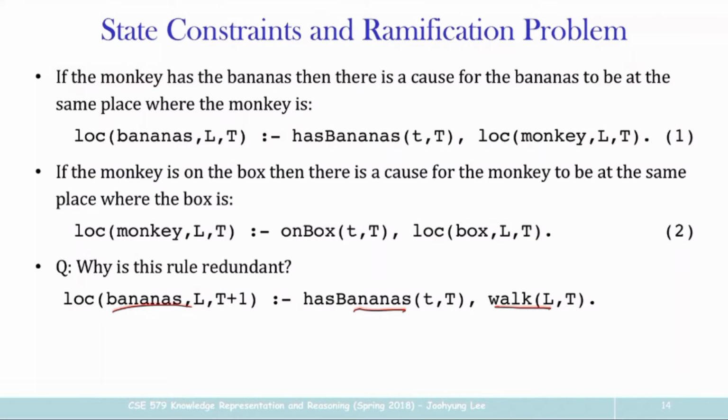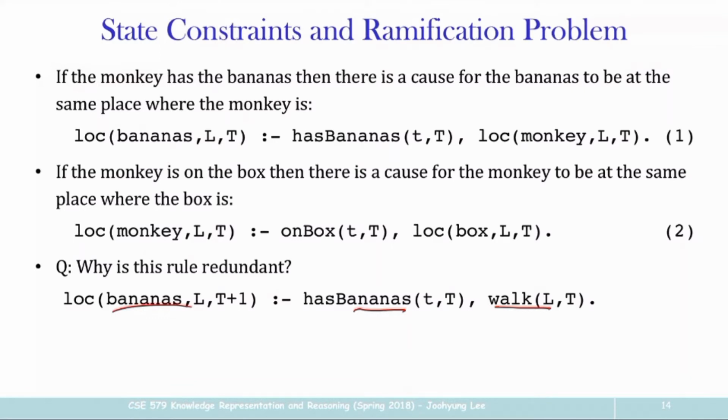Are we together? Now, this rule is actually redundant. If you remember what we did before, we only said that the monkey walking to another location changes the location of the monkey. But we didn't say anything about the location of bananas when the monkey has the bananas. Why is this rule unnecessary?